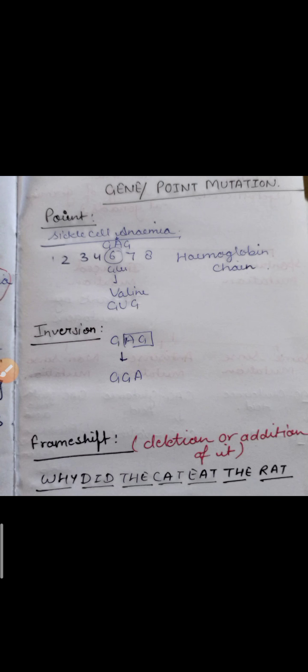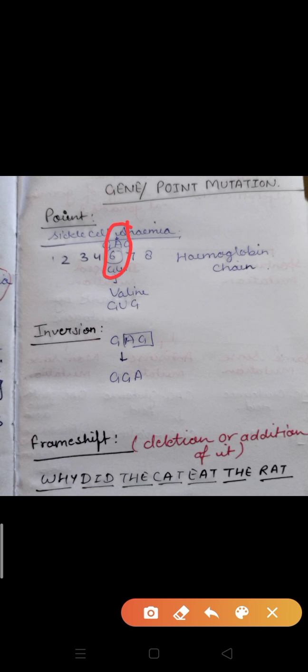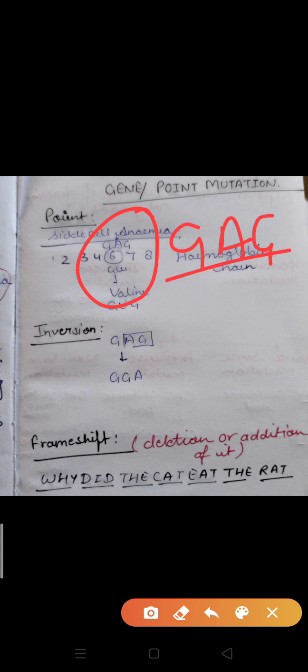So in the sickle cell anemia case, in this sixth position, the glutamic acid is coded by GAG. You can see here, the glutamic acid is coded by the GAG triplet. The GAG triplet codes for the amino acid glutamic acid.